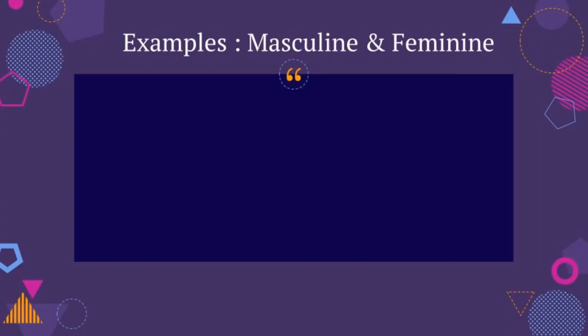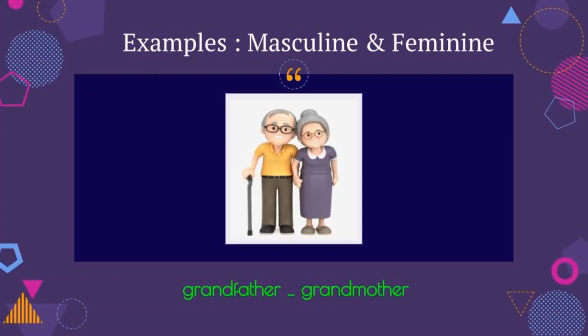Let us see what they are. The first example is grandfather and grandmother. Grandfather is a male person. He is the father of our father or mother. So we can call him grandfather. Grandmother is a female person and she is the mother of our father or mother. So we can call her grandmother. The opposite gender of grandfather is grandmother.